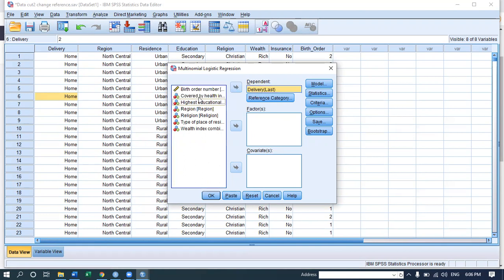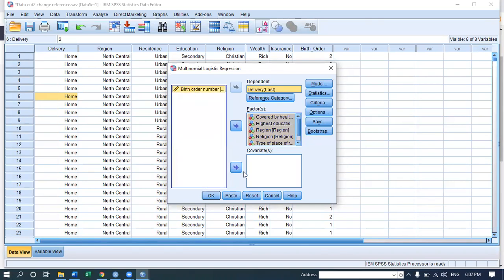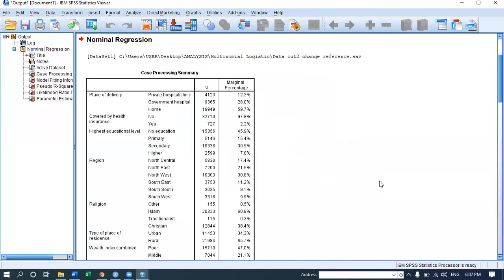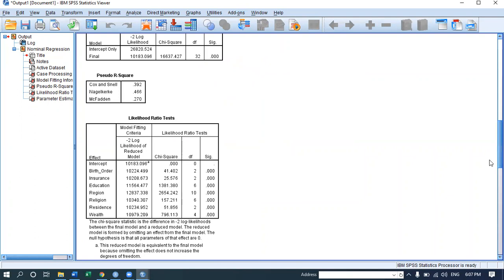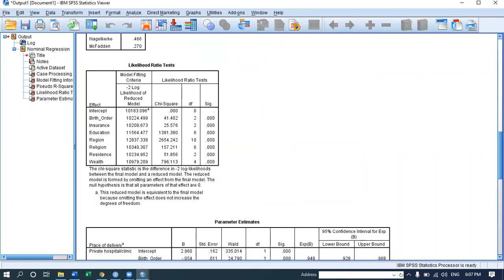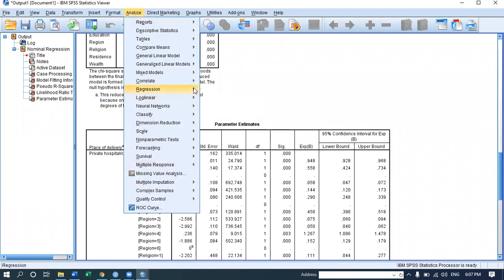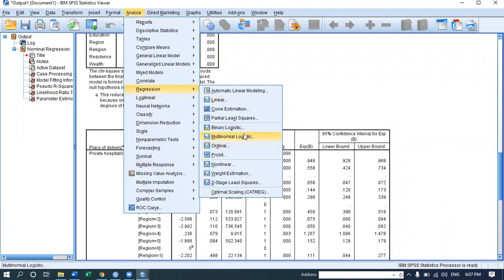For factor, we'll move... I think we'll move, let's see. Then we'll move the quantitative to covariate. Let me check something first, so that I will not explain something wrong. Okay, so we are correct. Okay, we are correct. So I just wanted to check before I explain.